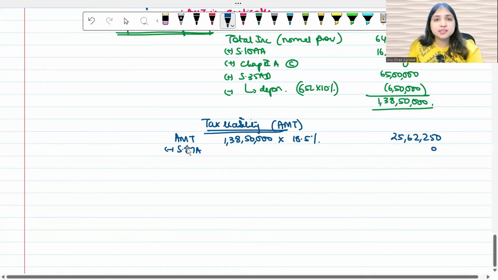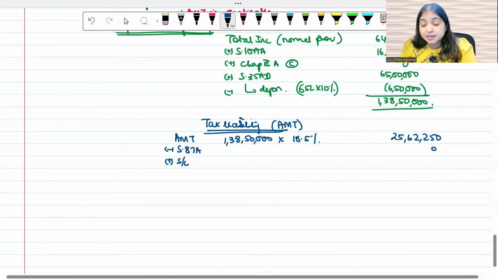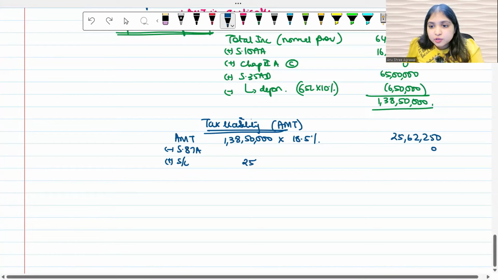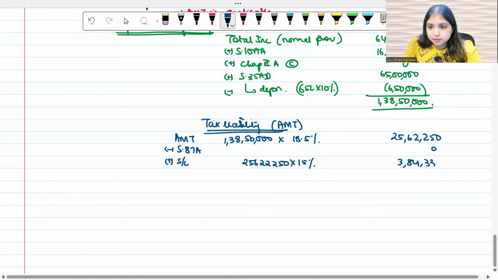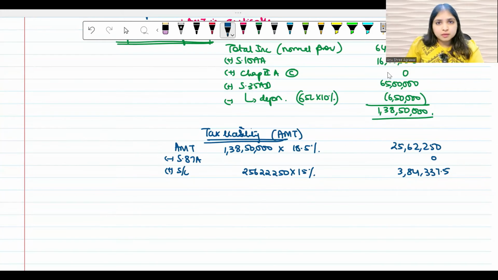Then can I enjoy 87A rebate? No, because this income is more than 5 lakhs. Will I have surcharge? Yes. 50 lakh to 1 crore, 10%. 1 crore to 2 crore, guys, 15% surcharge we'll have. So 25,62,250 into 15%, that's going to be 3,84,337.5. Till here, are we getting it right?